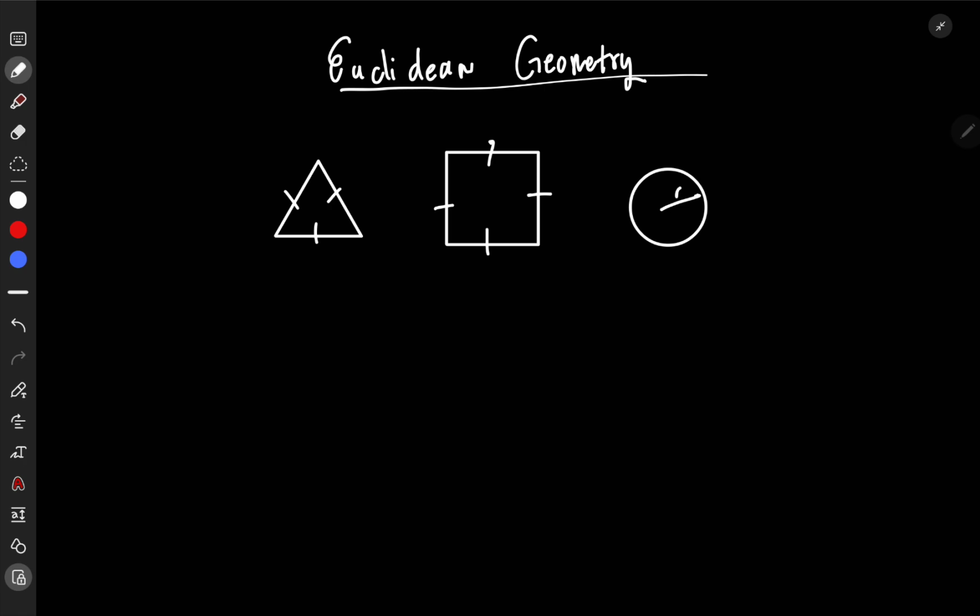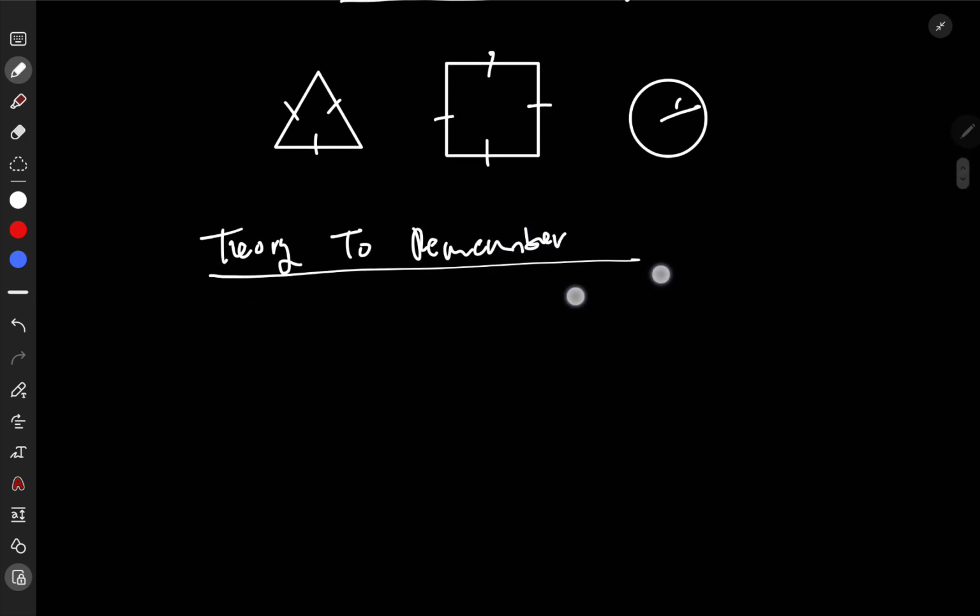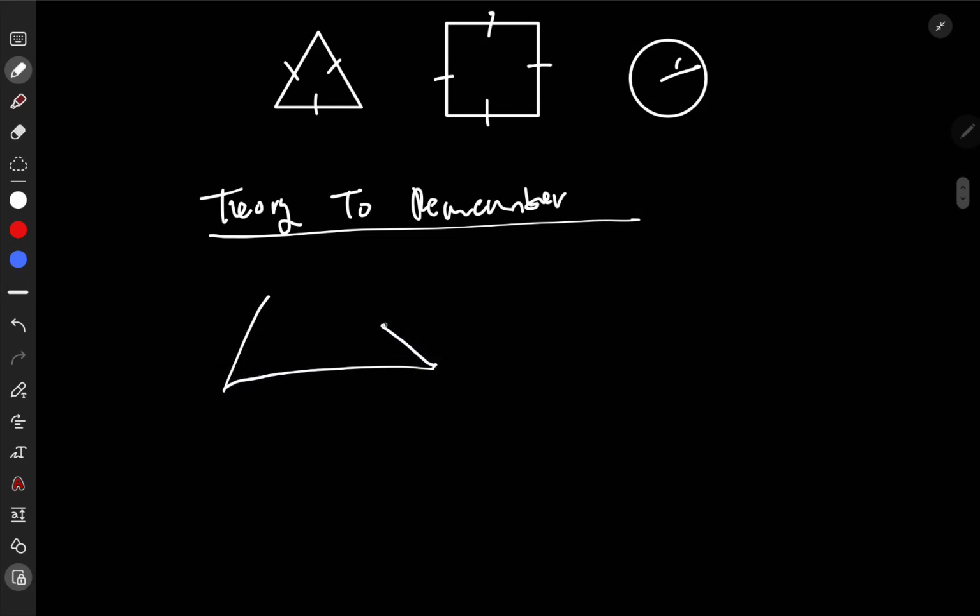So I think I'll remember some very small theorems to remember. They call them theorems that I think you should remember to take the course in Euclidean geometry. Okay, what do you need to remember? There's a shape, let me just draw a shape like this one.